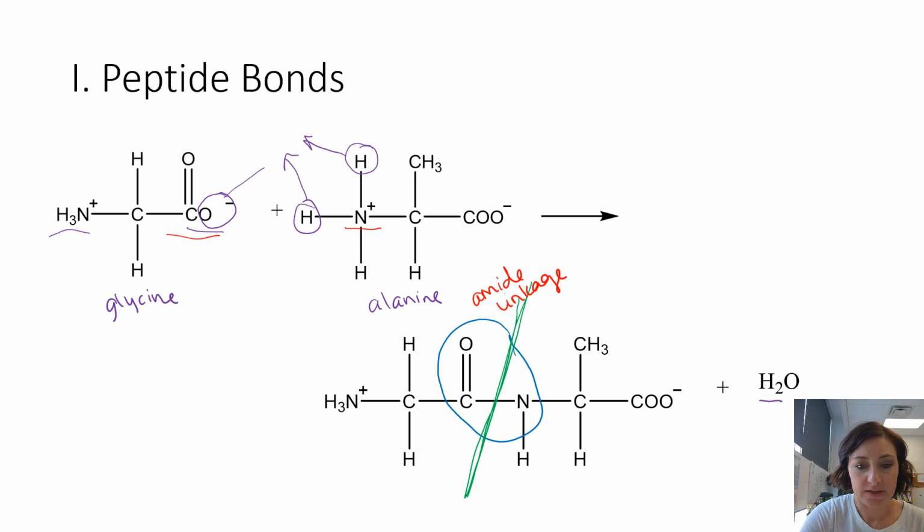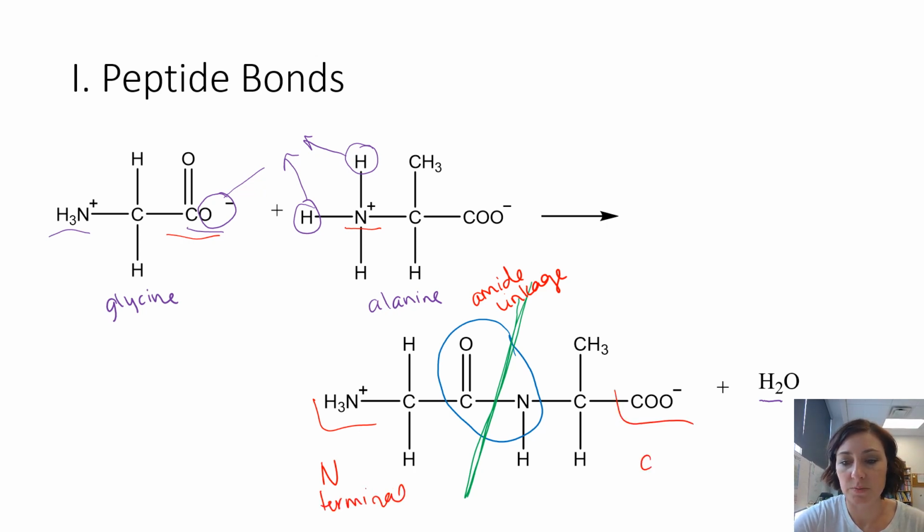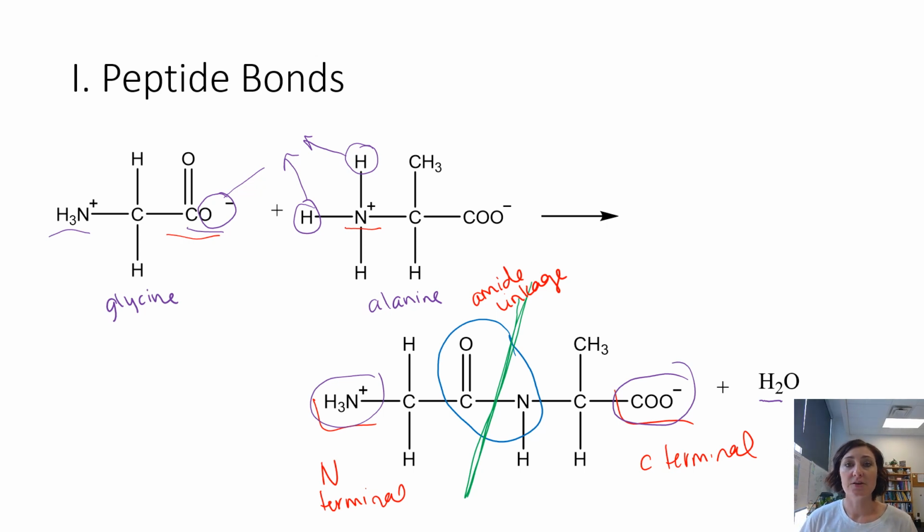On this we have our N terminal, and that's our amino group, and we have our C terminal, and that is our carboxyl group. Notice that on your N terminal and your C terminal, we still have the zwitterionic form. So we still are showing that transfer of the proton from the carboxylic acid side to the amino side. But overall, the amino acid is going to be neutral still.